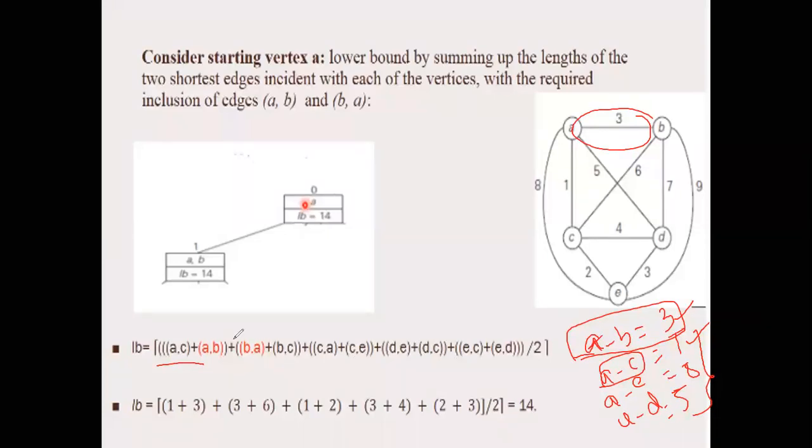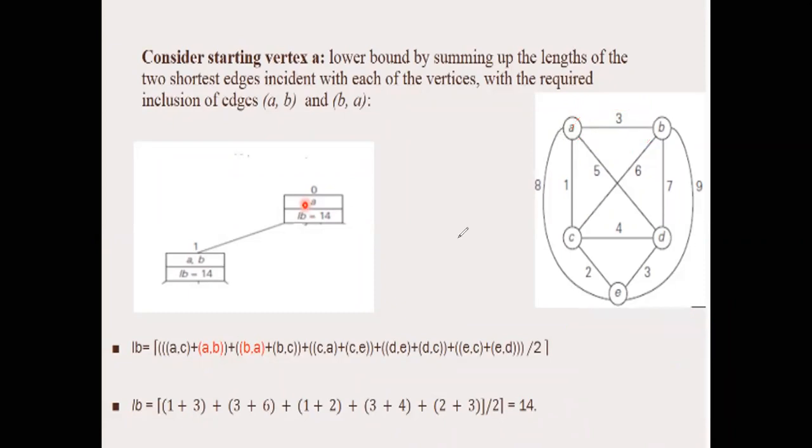So if you observe in the previous example, what are we doing over there? Let me write here. From B, what are the possible cities? B to A, B to C, B to D, and B to E. So B to A, the distance is 3. B to C, the distance is 6. B to D, the distance is 7. B to E, the distance is 9.